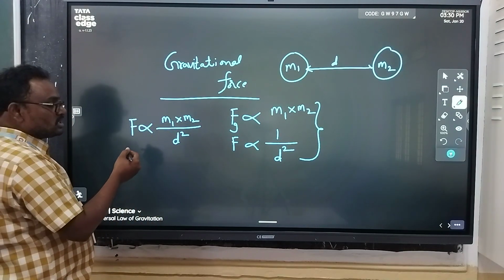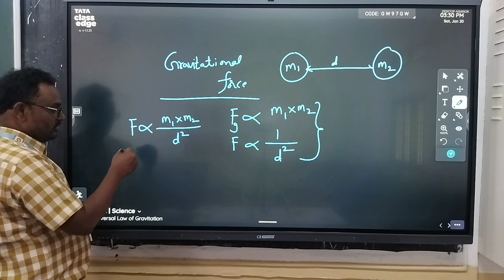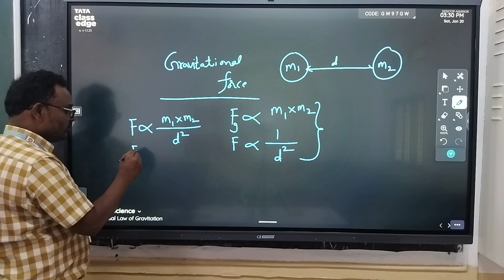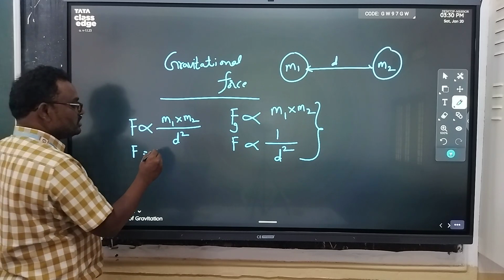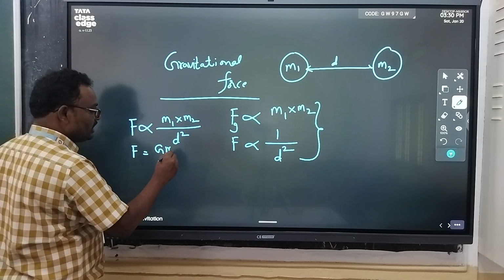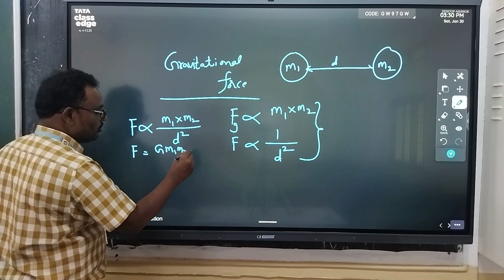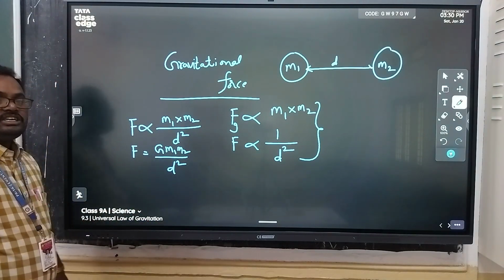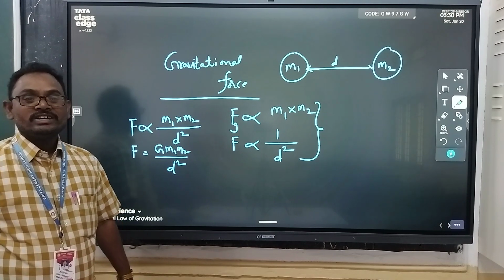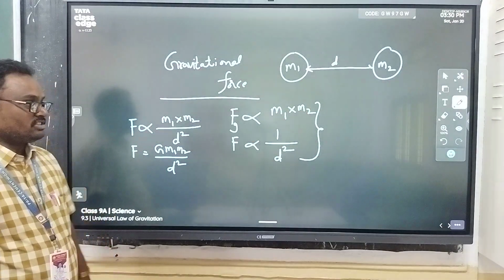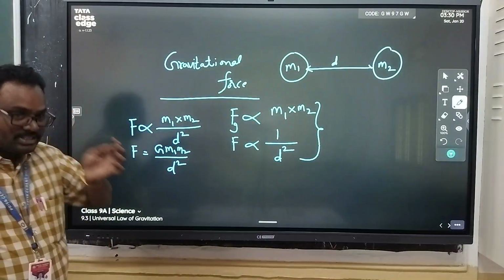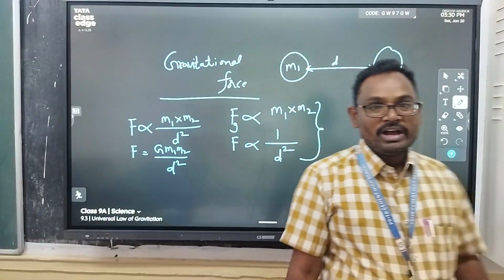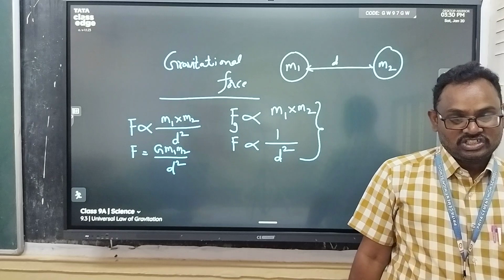If you want to use a proportionality constant, F is equal to G m1 m2 by d square. Here G is known as the universal gravitational constant. This universal gravitational constant was found by Henry Cavendish.